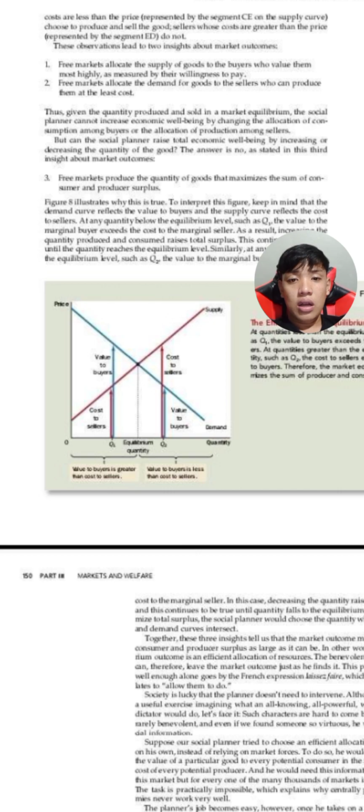Next, the third insight about market outcomes. Free markets produce the quantity of goods that maximizes the sum of consumer and producer surplus. I explained number 2: free markets allocate the demand for goods to the sellers who provide them at the least cost.